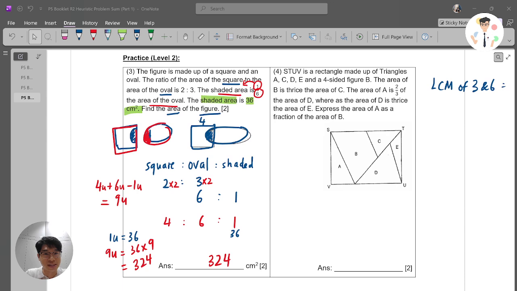So I hope this actually helps you to understand this question a bit better. This is actually a slightly tricky question because it involves diagram, pictures, square, oval. That's why it makes it a bit confusing. But the idea here is still the same. Whatever that you've learned is the same, just that it's being tricked a bit.